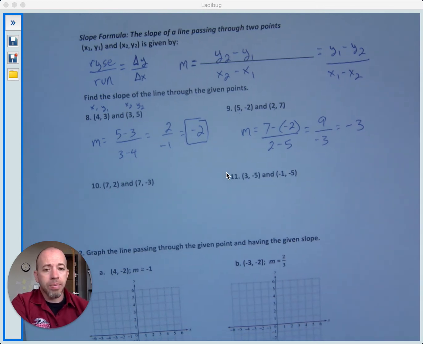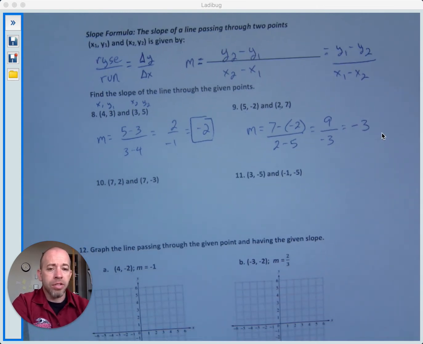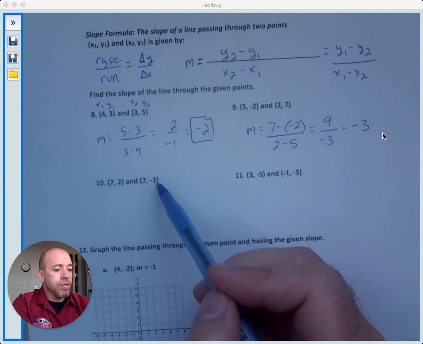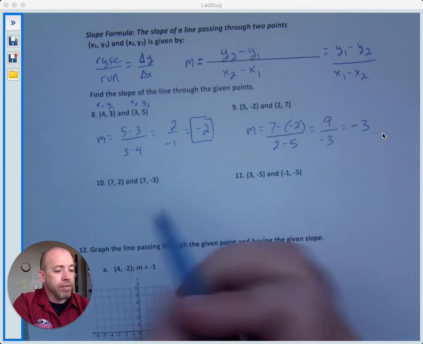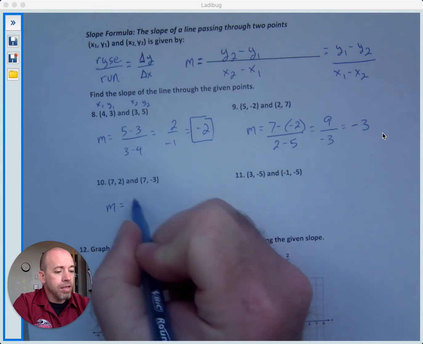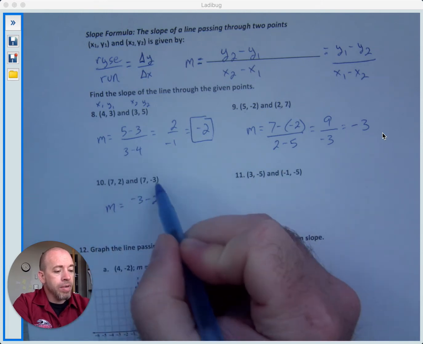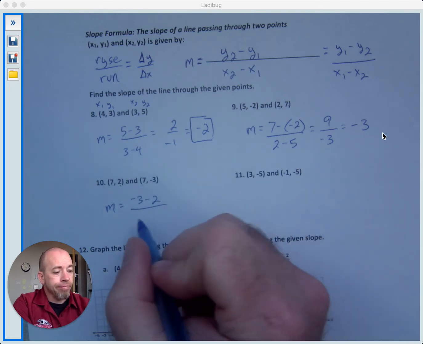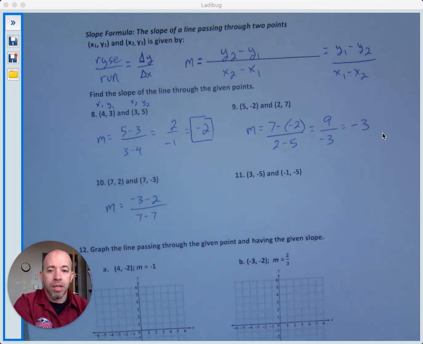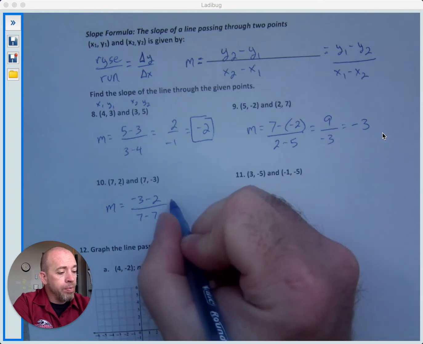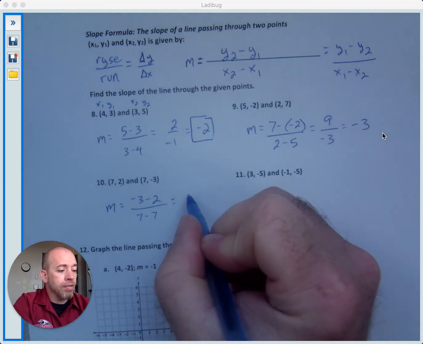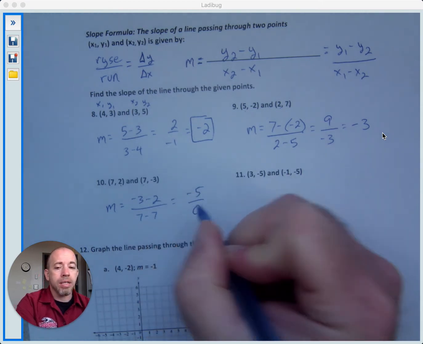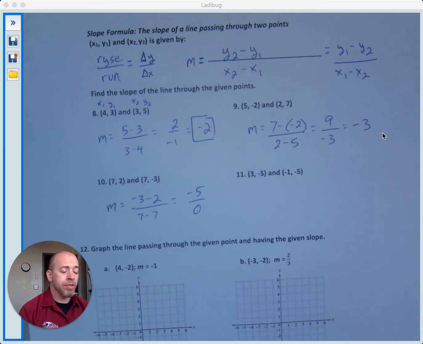Alright, let's look at a couple others that are a little bit strange. So if we do negative 3 minus 2 here, that's y2 minus y1, over 7 minus 7. That's 0, right? So what we end up with, negative 3 minus 2 is negative 5 divided by 0. But we can't divide by 0. So what that means is the slope is undefined.